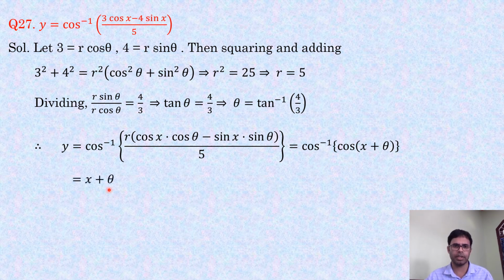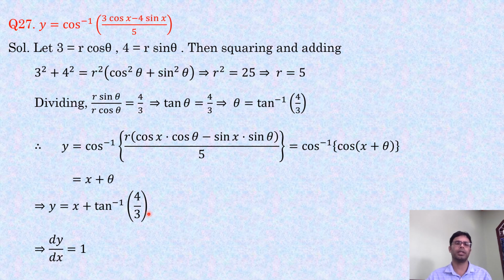It is x plus theta, and theta was tan inverse 4 by 3. So y is equal to x plus tan inverse 4 by 3, and this is an absolute constant. So in differentiation it will be 0. So dy by dx is equal to 1 only. This is 0, and this is the way to find the derivative of this type of function.